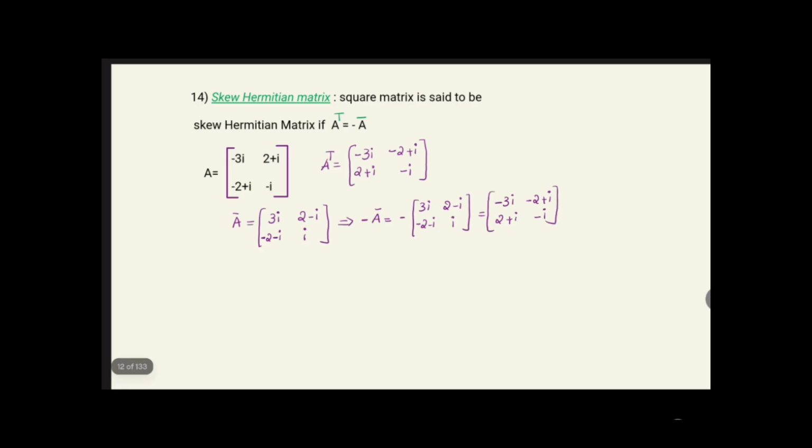If you observe carefully, this matrix and this matrix are the same. Minus 3i, minus 3i. Minus 2 plus i, minus 2 plus i. 2 plus i, 2 plus i. Minus i and minus i. So what we can say here? We can say that A transpose is equal to minus A bar. Therefore, the given matrix is a skew Hermitian matrix. Is that clear, students?